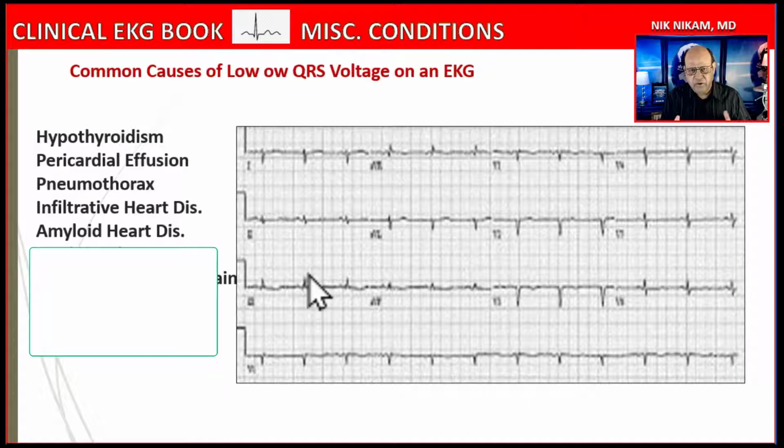So it's very hard to find out what exactly is causing low voltage, but hypothyroidism is a very common cause. Severe COPD can cause low voltage. And patients with pericardial effusion, of course, can have these things. So whenever we see this, we need to pay attention to what the underlying medical conditions are.